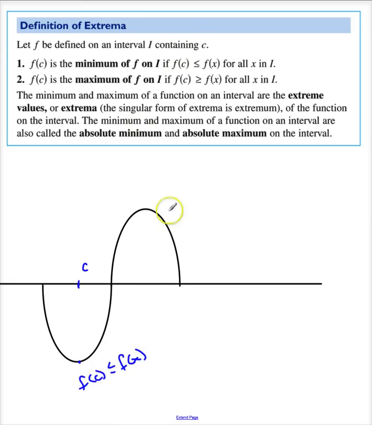While if I have my function, my point c, and my function evaluated at c is greater than or equal to all other values of x, f of x, this is a maximum. And we call these extrema or extreme values. Now, pay attention here. The minimum and maximum of a function on an interval are also called the absolute minimum and the absolute maximum.